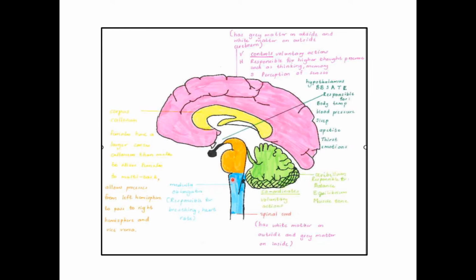And then, very important, in blue, I colored the medulla oblongata, which is responsible for breathing and heart rate. Below the medulla oblongata is the spinal cord. The spinal cord is responsible for reflex actions, very different, has white matter on the outside, gray matter on the inside, and the brain has gray matter on the outside and white matter on the inside. Right, it's a nice diagram to help you remember the parts of the brain.